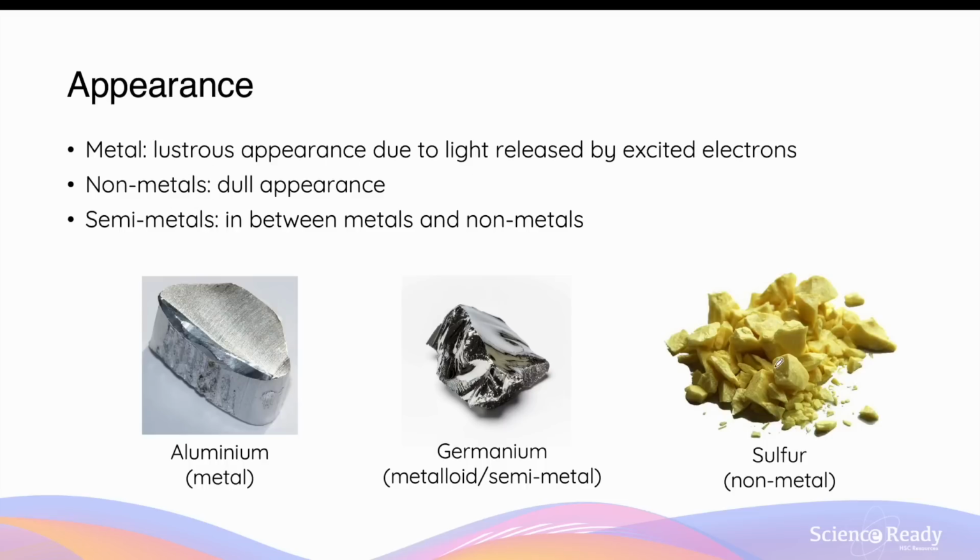They have a dull appearance, and semi-metals tend to appear in between metals and non-metals. Some semi-metals like germanium may come off as shiny and lustrous, and sometimes may be mistaken as a metal. But most semi-metals will be less shiny compared to metals, and of course, more lustrous compared to non-metals.